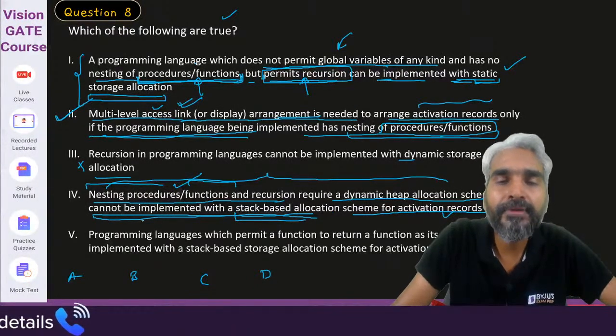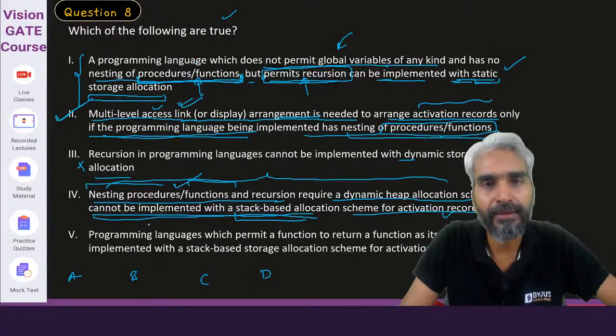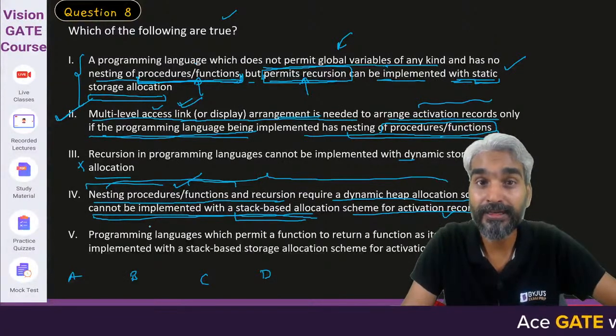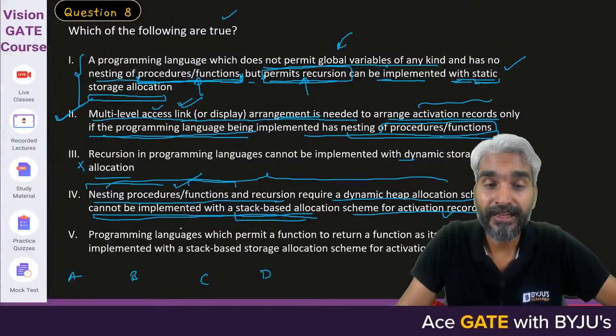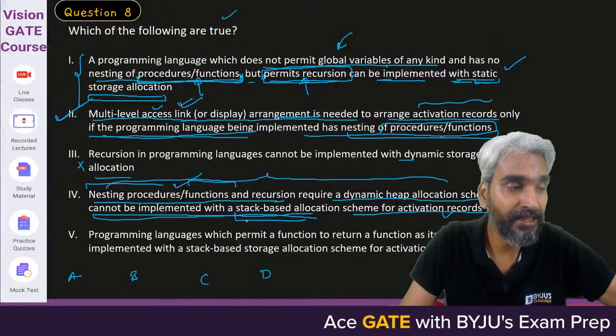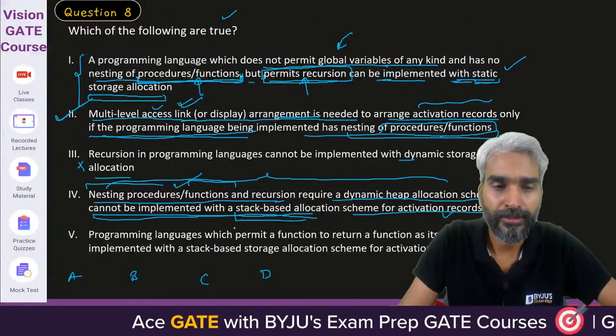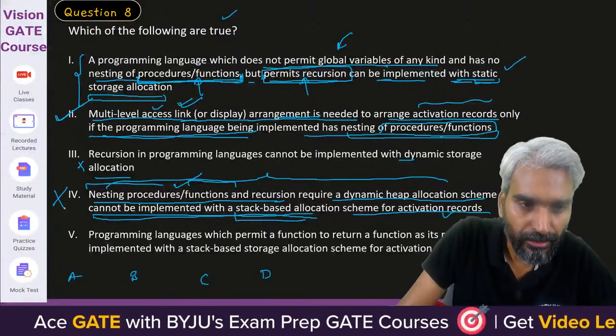And cannot be implemented. It says it cannot be implemented. Is it so that it cannot be implemented? I don't think so that it cannot be implemented. It cannot be implemented with stack based. Sir, it has to be implemented with stack based. Yes or no? So nesting procedure functions, no sir, this one is wrong.